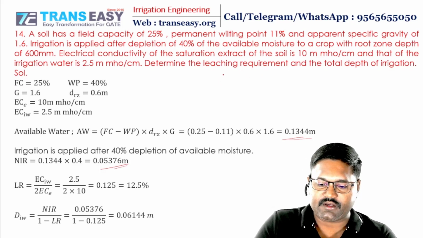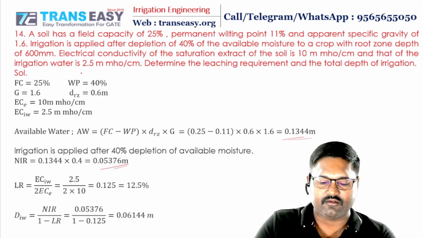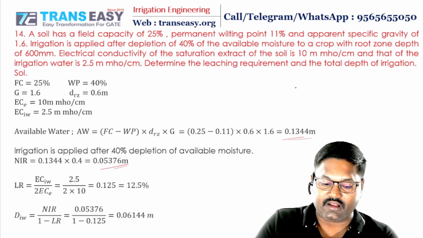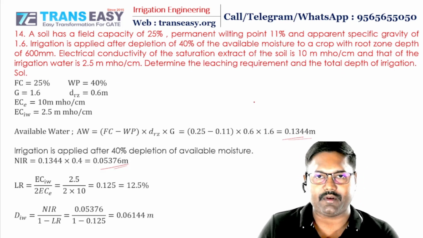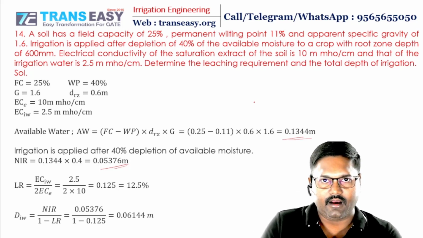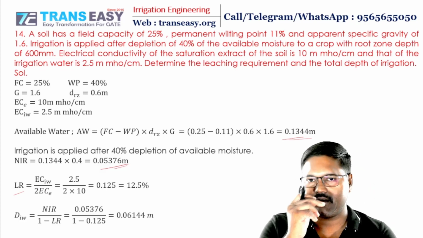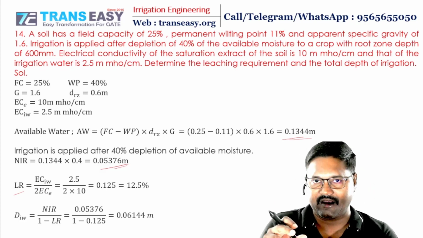Electrical conductivity of saturation extract of the soil is 10 millimoles per centimeter, and that of the irrigation water is 2.5 millimoles per centimeter. Determine the leaching requirement and the total depth of irrigation. So guys, depth of leaching requirement is electrical conductivity of irrigation water upon electrical conductivity of drainage water, right?